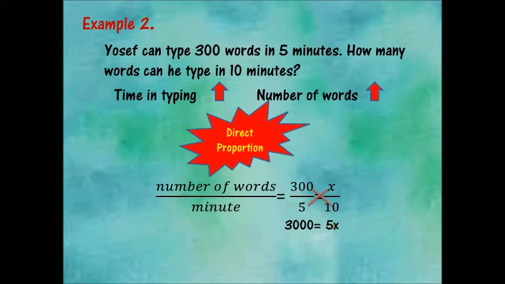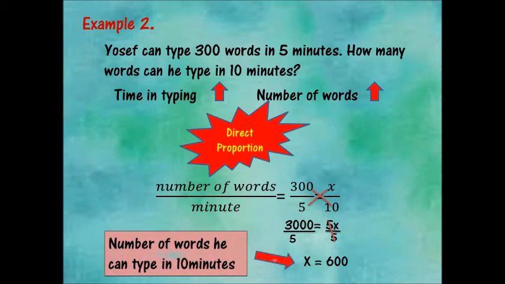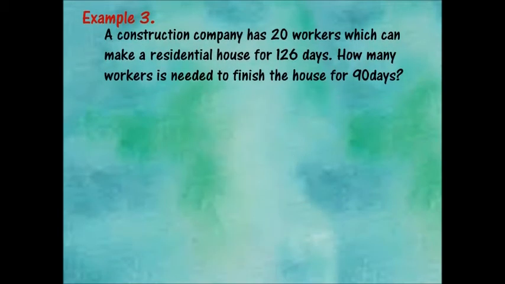Now, kailangan matira ulit si X dito sa ating right side. Ang gagawin is divide both sides by 5. Yes, so makakancel na si 5 doon sa ating right side. Ang matitira ay si X. Therefore, 3,000 divided by 5, that is 600 words. Sa loob ng 10 minuto, makakapag-type si Joseph ng 600 words. Next example. Example number 3.